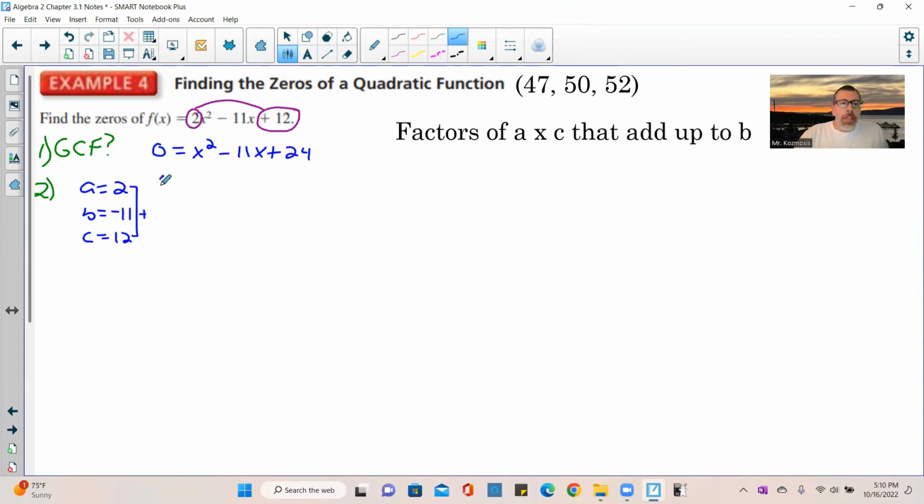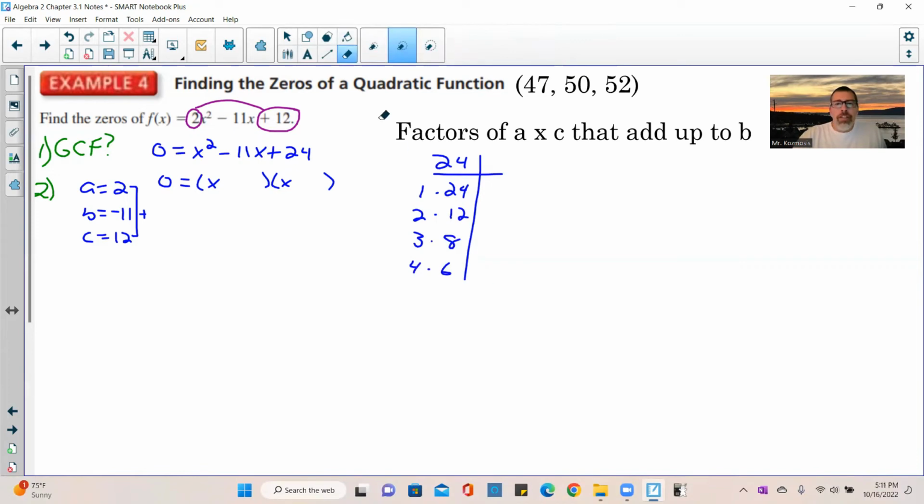Okay, so now I'm going to say 0 equals, and I'm going to do my X and my X. And I do factors of 24 over here. And that is 1 times 24, 2 times 12, 3 times 8, 4 times 6, and then we start repeating, 6 times 4, and so on. So these are all the factors of 24, and then I add them to equal B. And 24 plus 1 is 25, 12 plus 2 is 14, 8 plus 3 is 11, 4 plus 6 is 10, and our magic number is 11, but it's a negative.